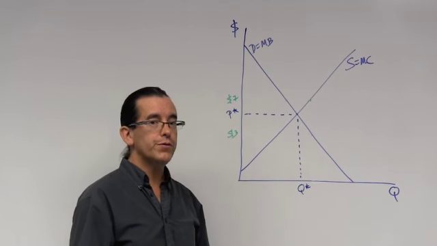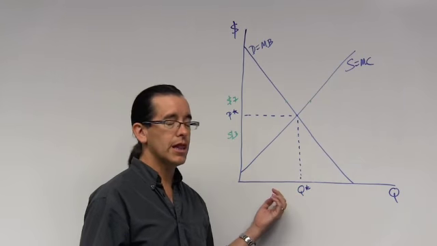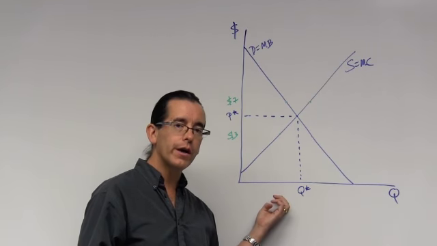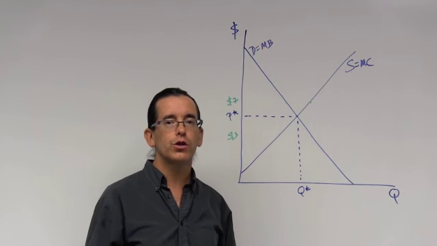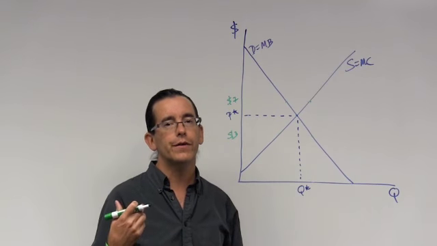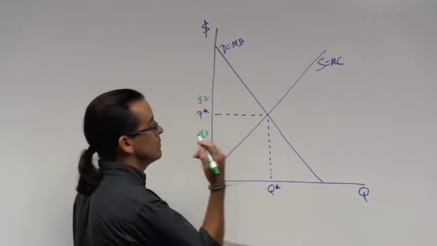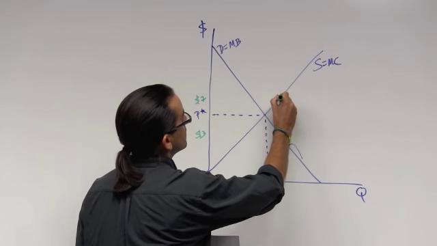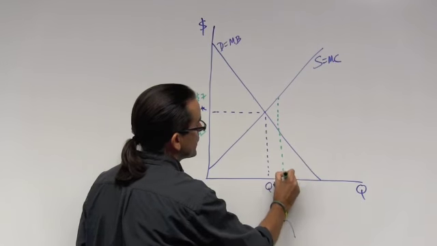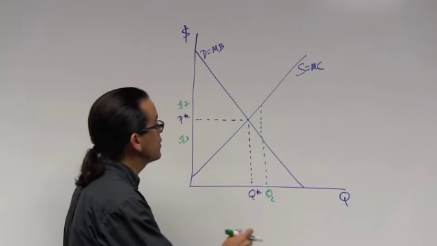All right, so in the previous video, we looked at a situation where we were operating to the left of the equilibrium quantity. So in this video, we're going to look at what happens when we're to the right of the equilibrium quantity. Okay, so we'll just choose some Q2 quantity to the right of the equilibrium.